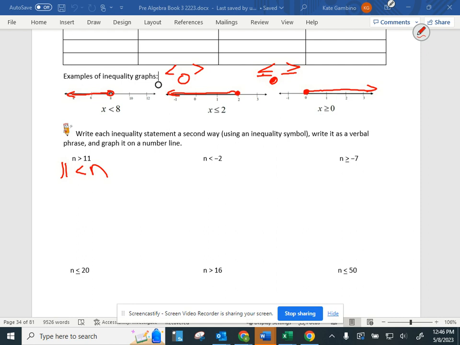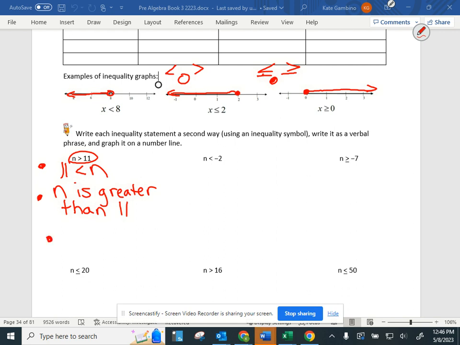So we're flipping where the variable is and where the number is. We can write it using our verbal phrase with our words. We could say our original statement, N is greater than 11. So one is using the opposite inequality symbol, one is using your words.